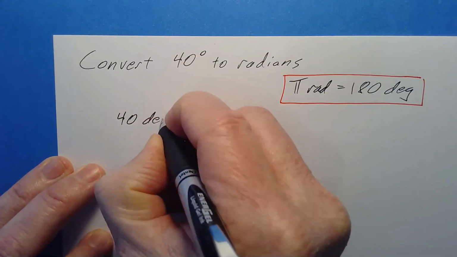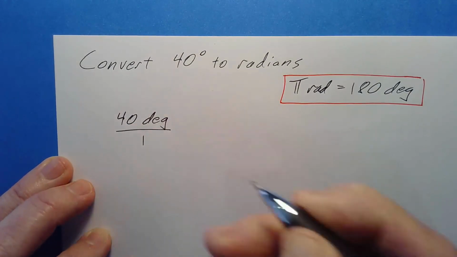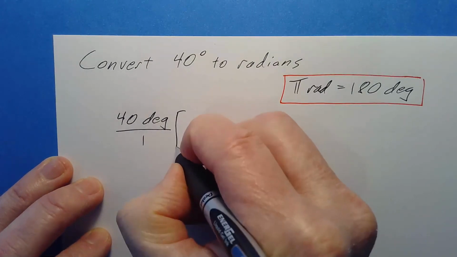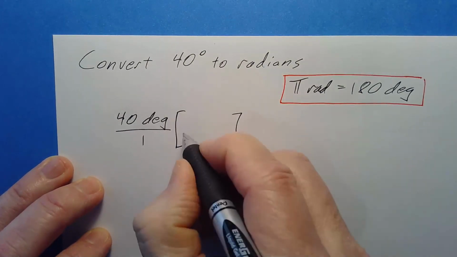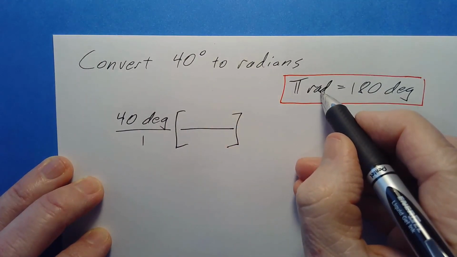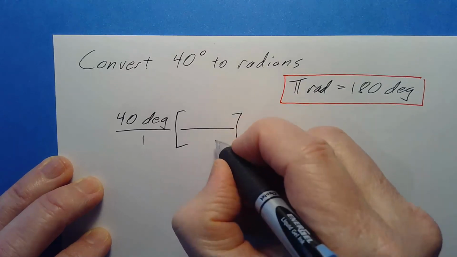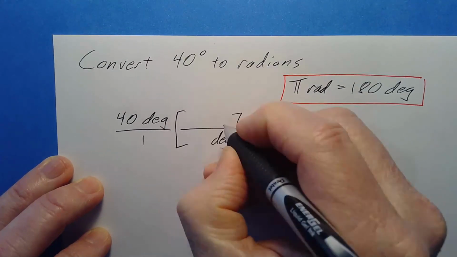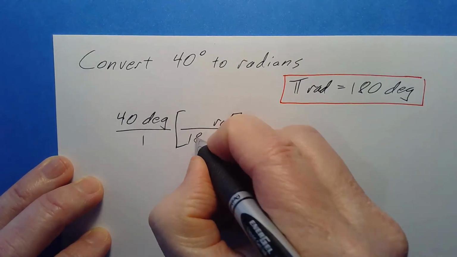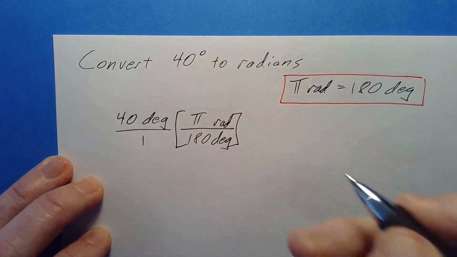Now, I'm going to write this as a fraction. That's just 40 degrees over 1. I'm going to use my conversion factor. But this time I'm trying to get rid of degrees. So radians doesn't go on the bottom. Degrees needs to go on the bottom. Radians goes on the top, right? 180 goes in front of that. Pi goes in front of the radians.